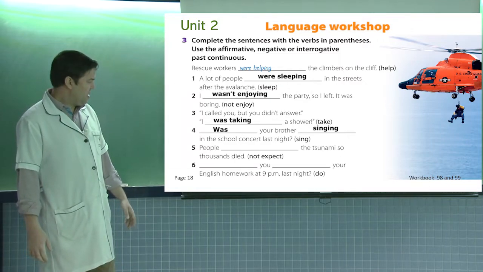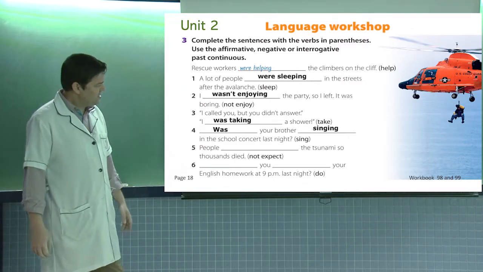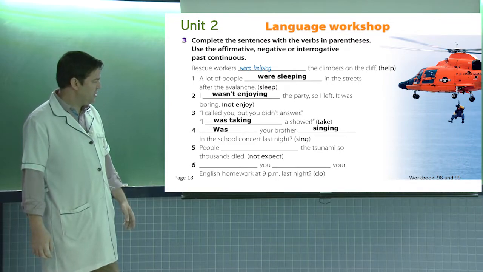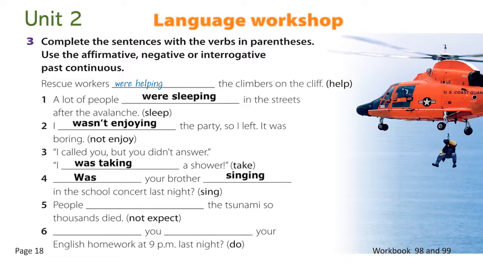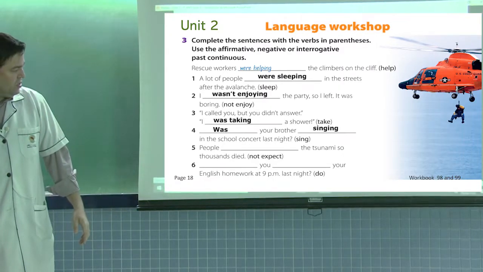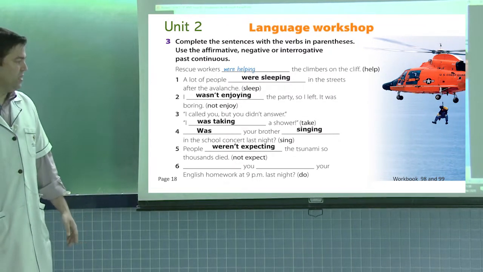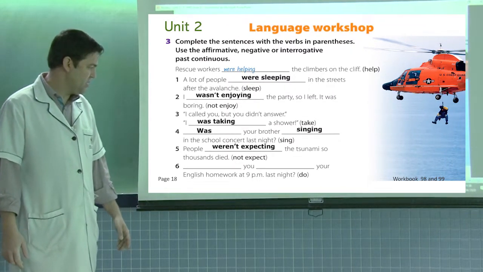Number five, people, the tsunami, so thousands died. So negative form, and the verb is expect. So people, is it singular or plural? Plural, yes. One person, two or more people. So I know that I need to use were. So in the negative form, they weren't expecting, right?